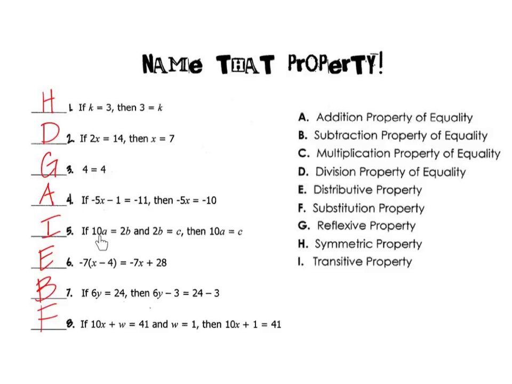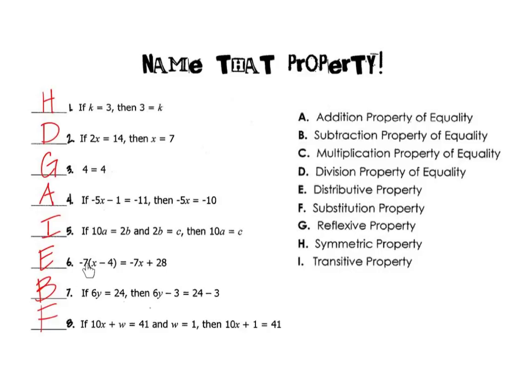Number 5, if 10a equals 2b and 2b equals c, then 10a equals c. So if a equals b, b equals c, then a equals c. That's the idea here. 10a equals 2b and c equals 2b. Both of them equal 2b, therefore they equal each other. This is the transitive property.